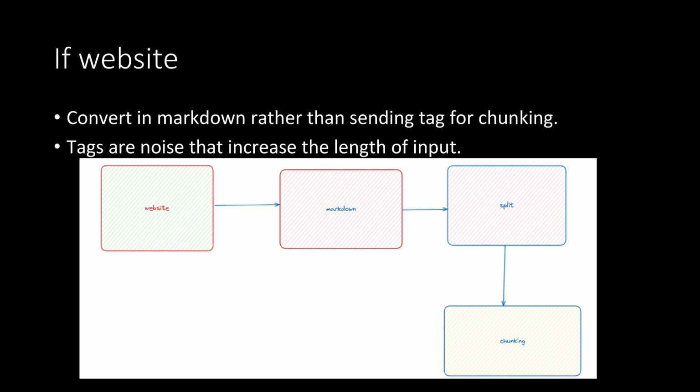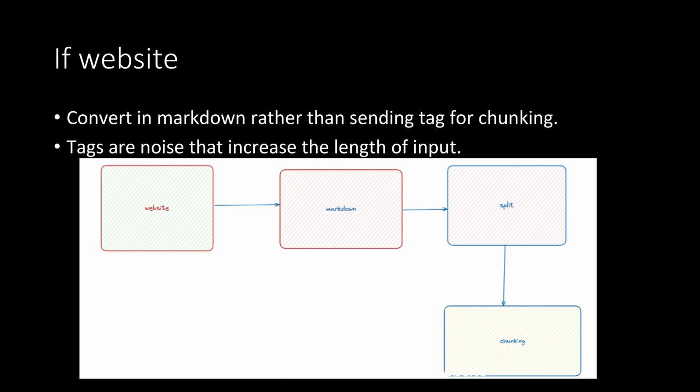In the case of a website, we first convert our website into markdown, as markdown stores the information from a website better, rather than sending the tags for chunking. If we do a GET request for a website, it will include all the tags, and tags are nothing but noise that increases the length of our input. So in the case of a website, we first convert it into markdown, split it the same way, like by the h1 tag, and then we do chunking.